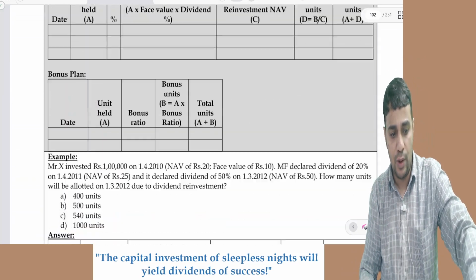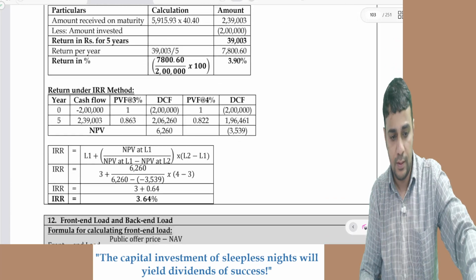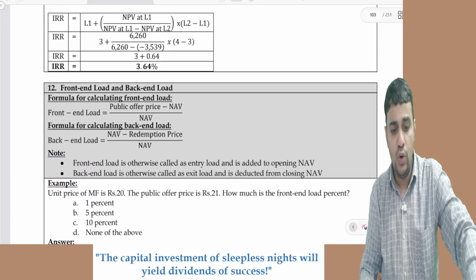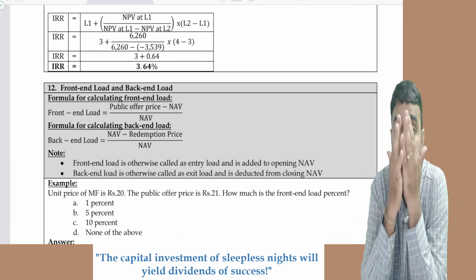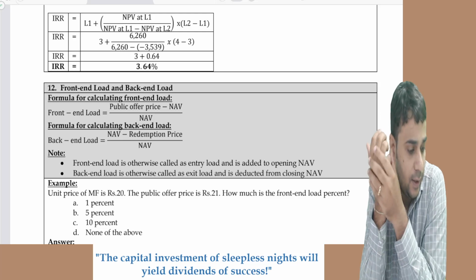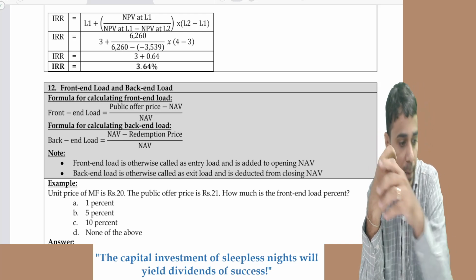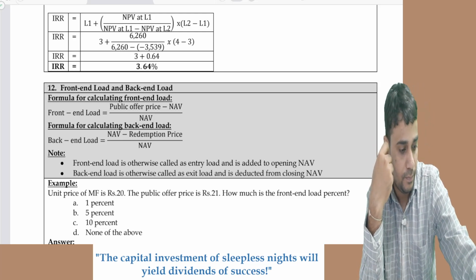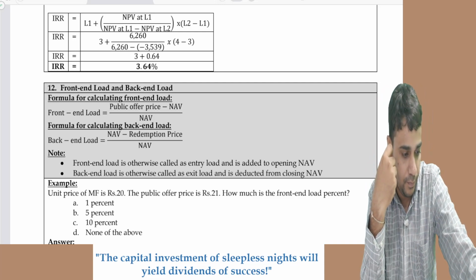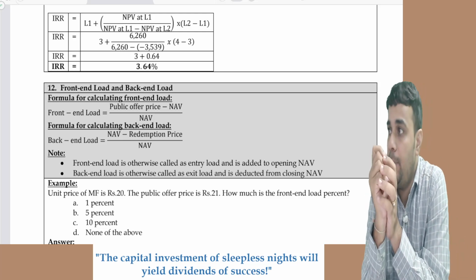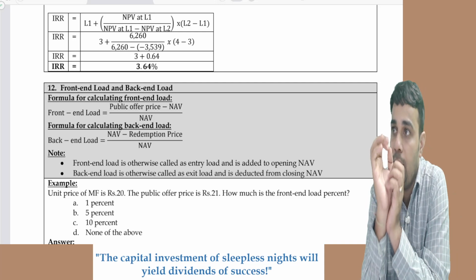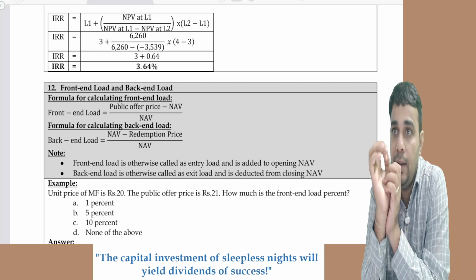I'll do an MCQ around this. Unit price of mutual fund is 20 rupees. Public offer price is 21. Tell me the front end load percentage. Public offer price 21. 21 minus 20, divided by 20, into 100.